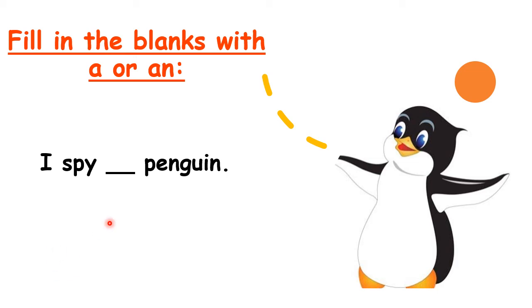Look at the letter. Is it a vowel? No, the letter P is not a vowel. So which one do we use? A or an? I spy a penguin. It is not a vowel. If it's a consonant, we use a.